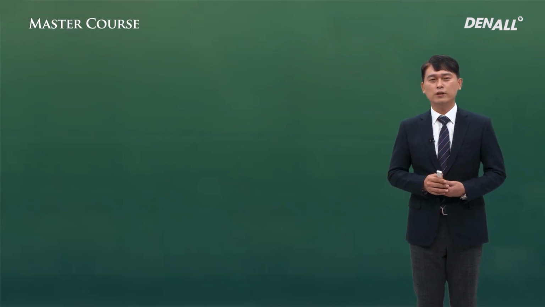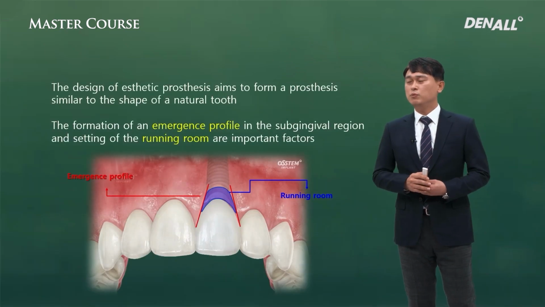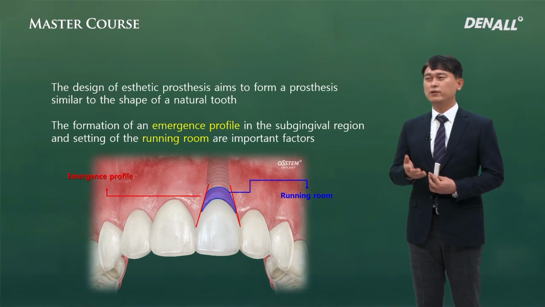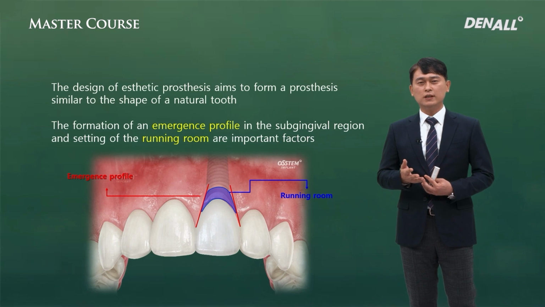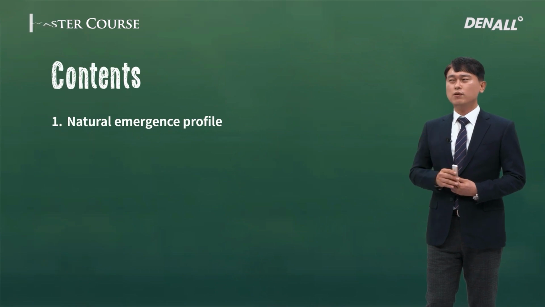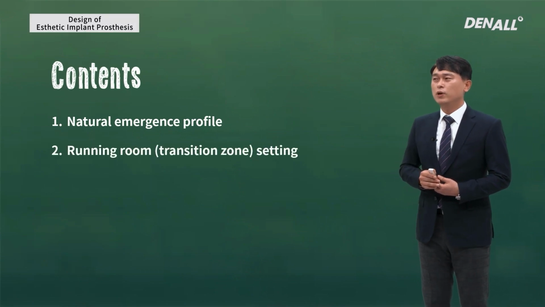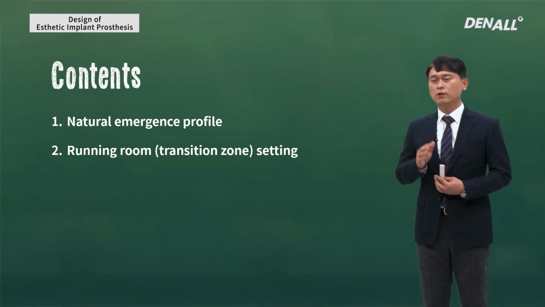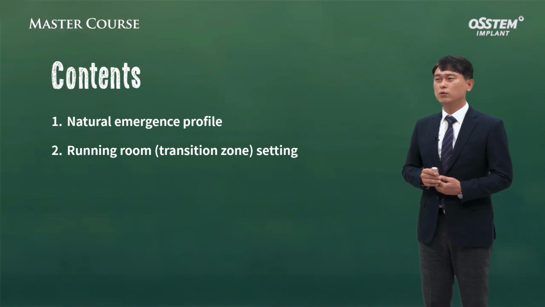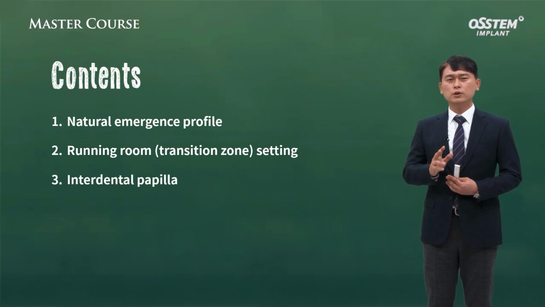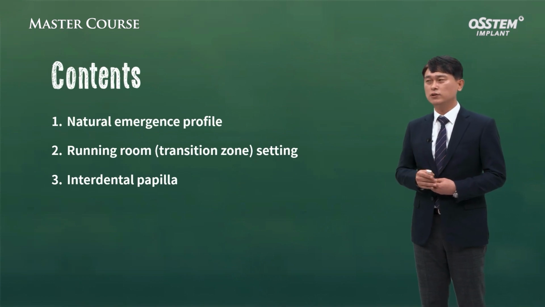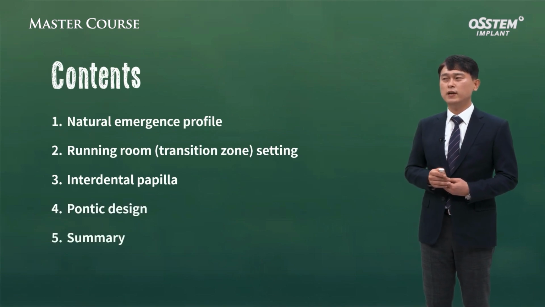In this lecture, I'm going to talk about what design elements need to be considered in designing aesthetic implant prosthetics. In the short span of time, I'm going to talk about what the emergence profile is and how to form it, and what the running room is. Contents of today: first, natural teeth emergence profile, and the transition zone, referring to the running room zone; how to set the running room; interdental papilla, how to maintain the form of the papilla; and lastly, pontic design.